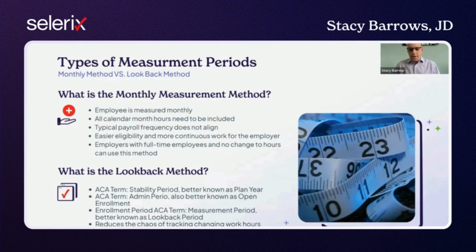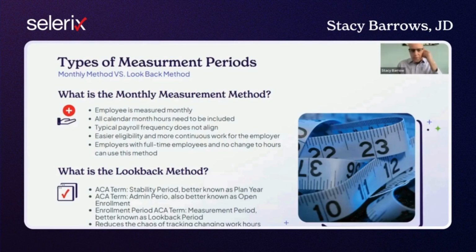If you have employees that move around, that vary from full-time to part-time or vice versa, then the look-back method may be a better approach overall. The look-back method takes a look at employees' hours over a set period of time, usually between 3 to 12 months, and typically it's a 12-month period. The look-back is the term over which you look at the employees' hours.